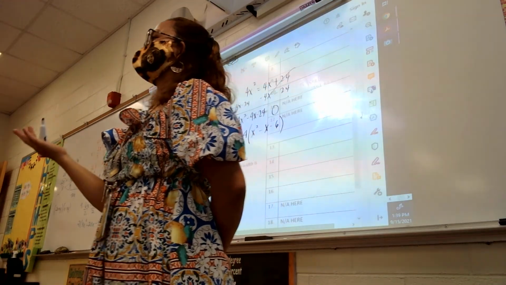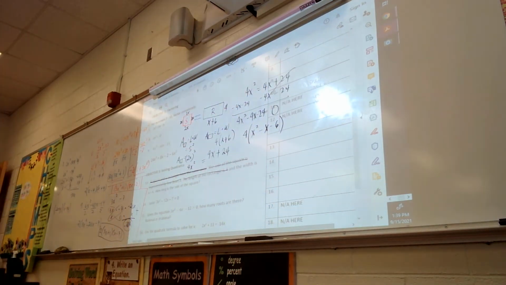Okay, what makes a factor of negative 6 that will make a sum of negative 1? Negative 2 and 3. Wait, no. Negative 3 and 2. Switch it. Negative 3 and 2. There you go. Perfect.